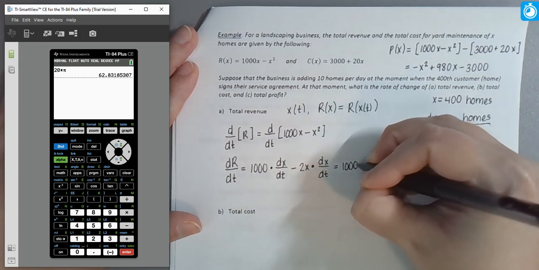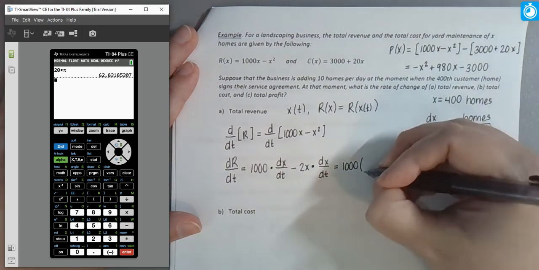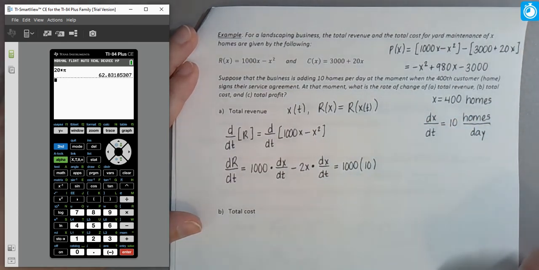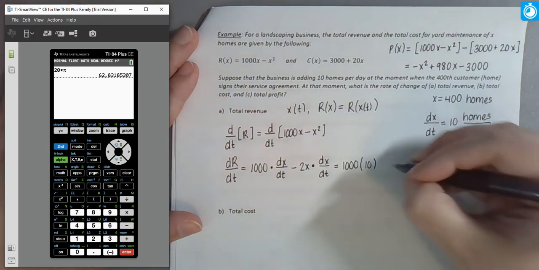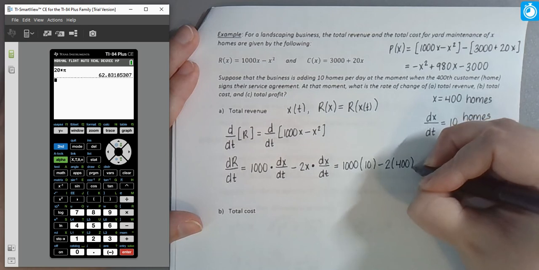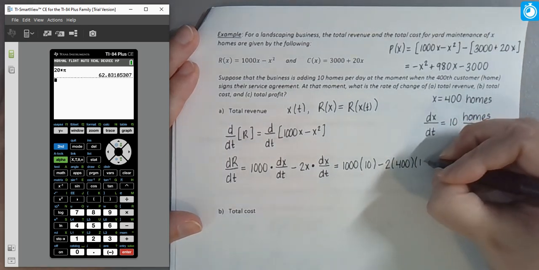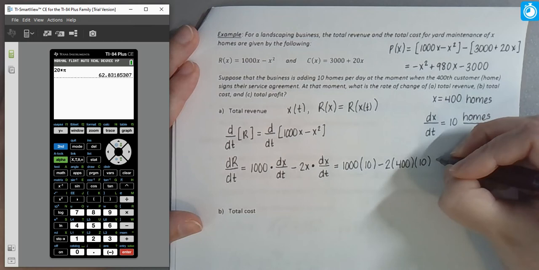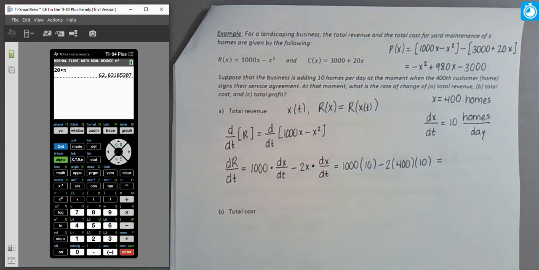So that's going to be 1,000 times dx/dt. And I'm just going to put the numbers right now. We'll worry about the units in just a moment. So minus 2 times x, which is 400, times, again, dx/dt, which is 10. So let's simplify all of that down, and then we'll look at the unit. So 1,000 times 10 minus 2 times 400, also times 10. And that's going to give us 2,000.